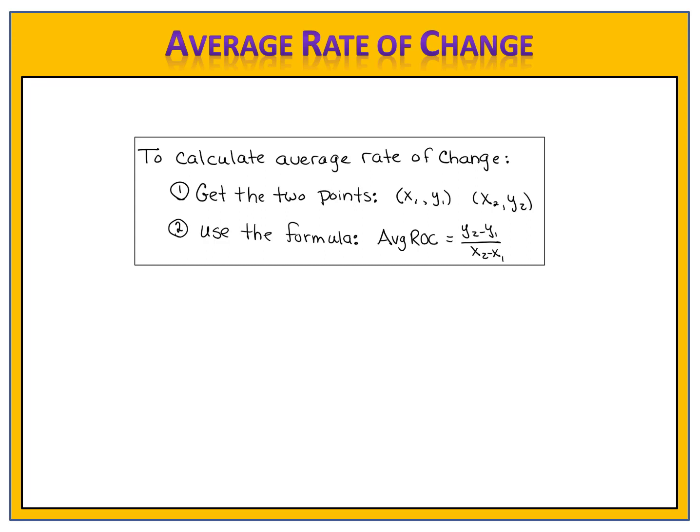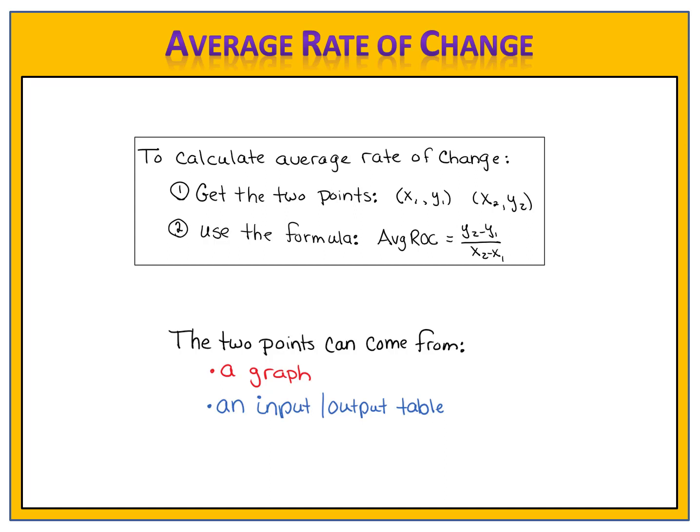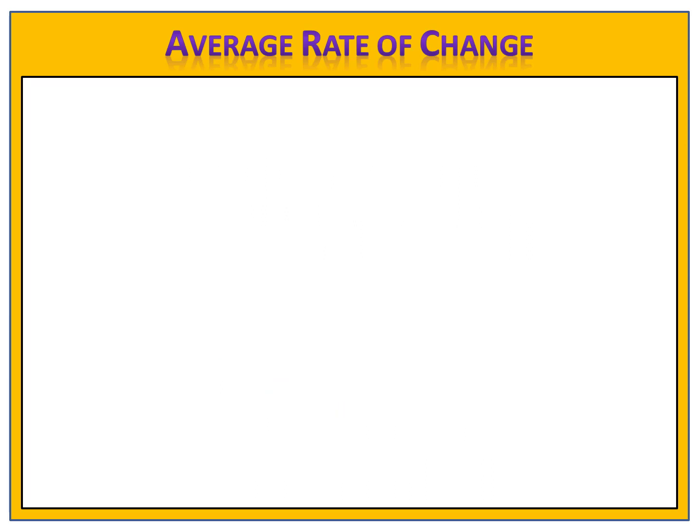How do we get the 2 points? Well, you can get them in several different ways. The points can come from any of the following: 2 points on a graph, by reading them from an input or an output table, or by calculating them from the function by using its equation. We'll look at each of these scenarios in the subsequent videos that follow. For now, that's everything you need to know in order to get started with average rate of change.